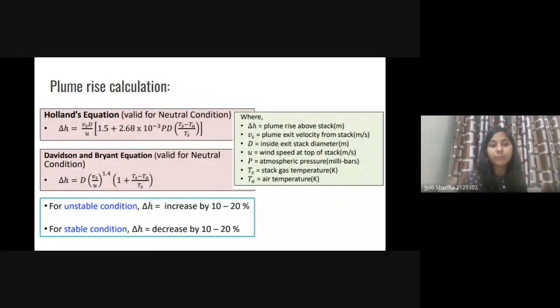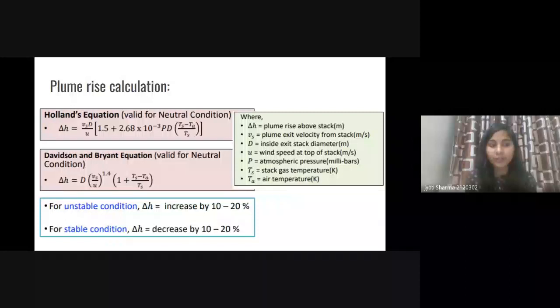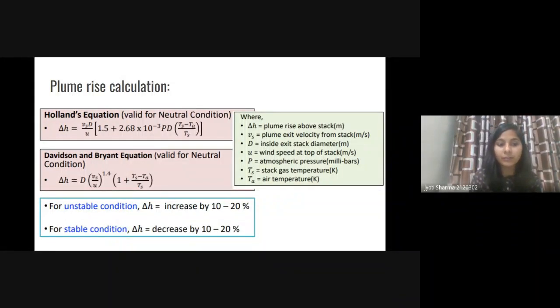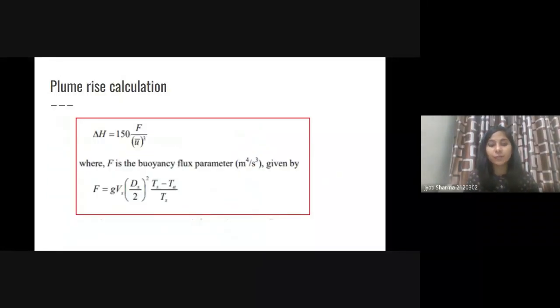If you have those kinds of values, then you can calculate your plume rise, and this plume rise can be calculated by various equations. For example, you have the Holland equation, in which you have the stack gas velocity, the diameter, the wind velocity, and the temperature. So you have lots of equations by which you can calculate this plume rise. You have the Davidson and Bryant equation. Then you have the Stumke formula, by which you can also calculate this plume rise, and you also have this formula.